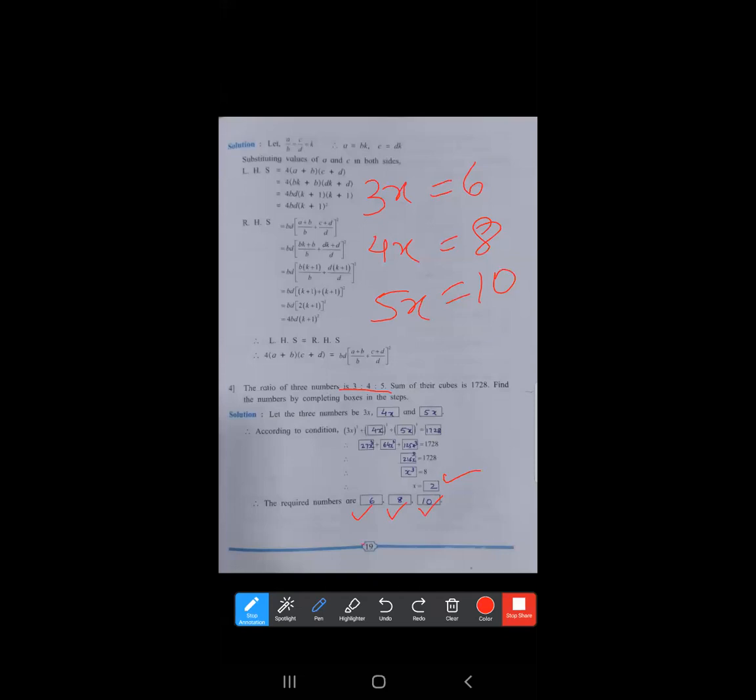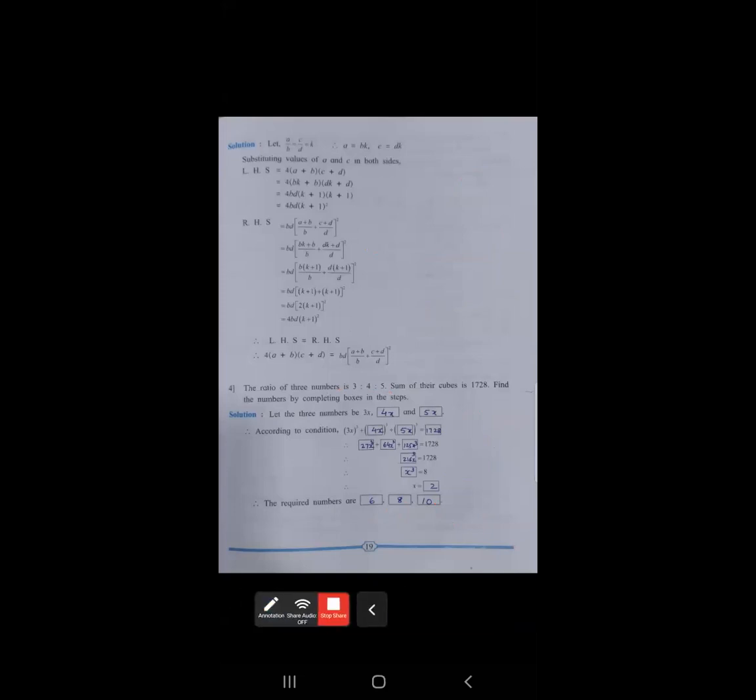So here you can see, students, that the whole solution is given for you, and it is a word problem type of question. You need to just complete the boxes which are given in each and every step. If you have written it, it's good. If you have not written it, you can take a screenshot. That is on page number 19, the fourth question.